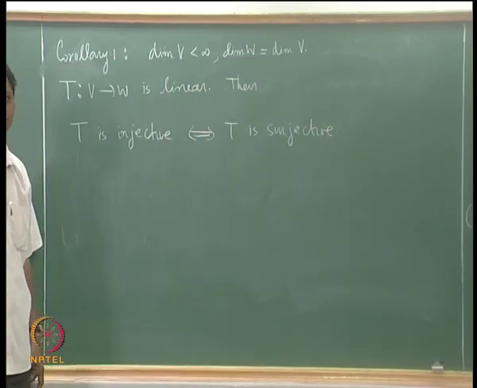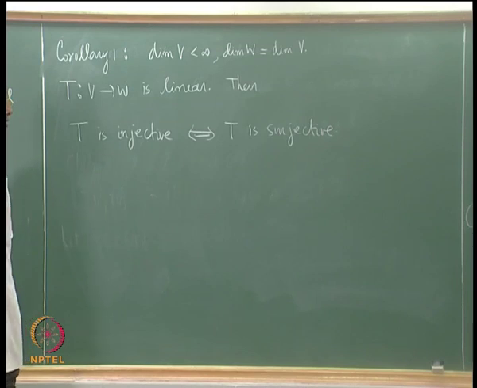If the dimensions of the domain and the codomain vector spaces are the same, then a linear map is injective if and only if it is surjective.